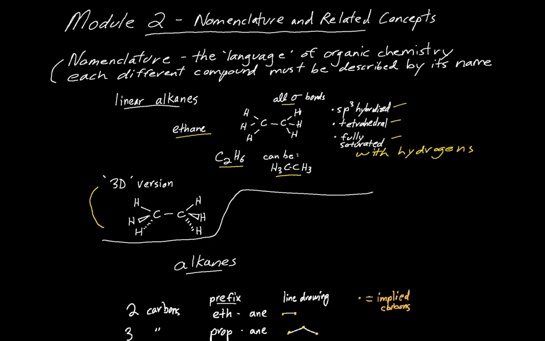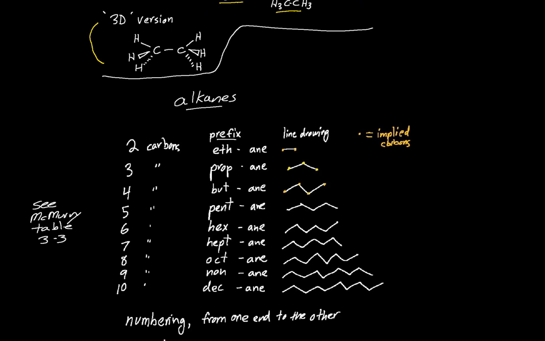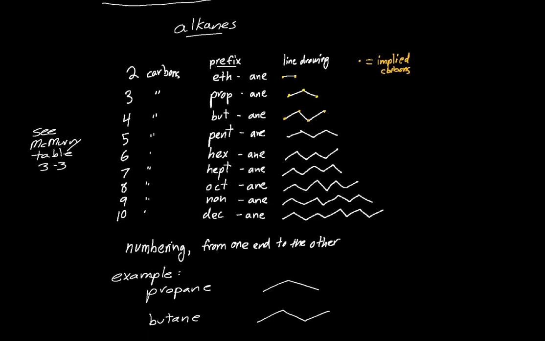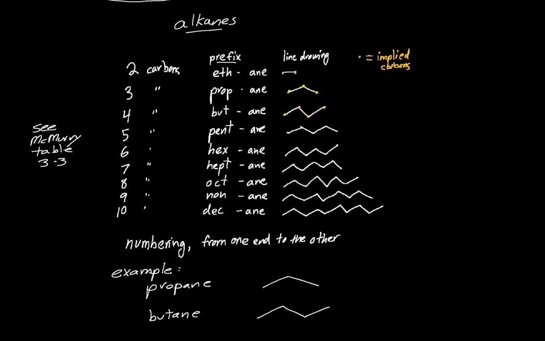We're going to talk about linear alkanes, or alkanes as a class of compounds. These are the simplest kinds of compounds. In fact, they are often purified from oil refining processes. There's a logical progression to the naming of alkanes. If they have two carbons, we use the prefix eth and the suffix ane for all the alkanes.